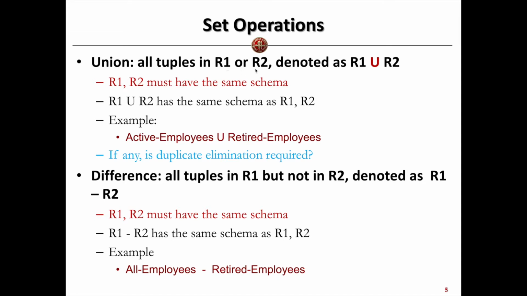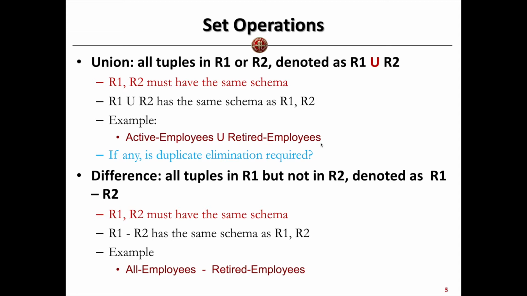These two relations can have different names, however, all the attributes inside them will have the same type, as well as the same physical meanings. As a reminder, for the union, the input will be two relations with the same schema, and the output will also be a relation with the same schema as R1 and R2. We can provide you with an example. Given the active employees union the retired employees, they will cover all the employees in a company, right?